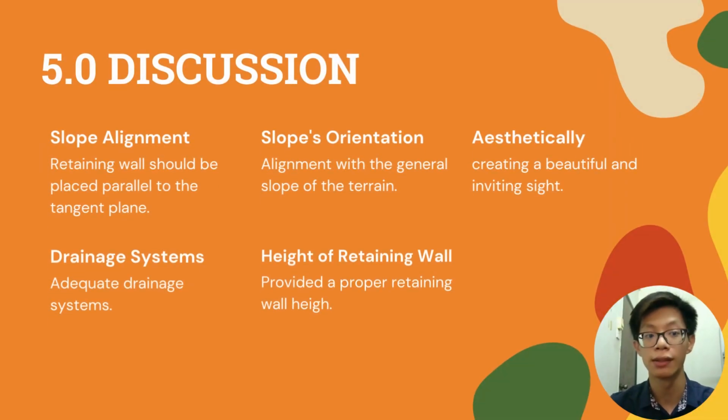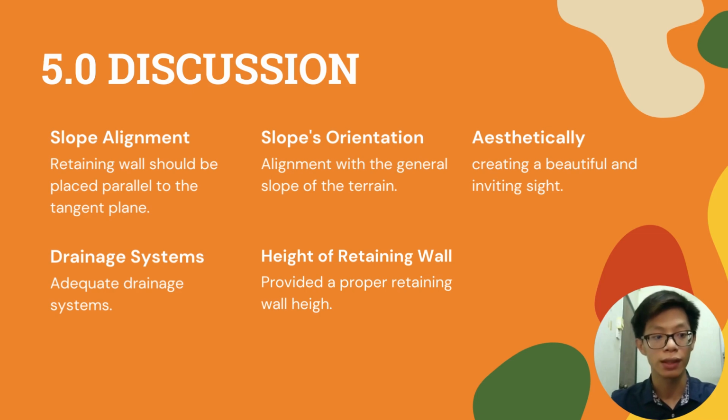For discussion, the tangent plane can be used as an outline or guide when designing a retaining wall, by placing the retaining wall parallel with the tangent plane, corresponding to the natural slope of the surface. The wall is stable and effectively supports soil retention. First, the tangent plane will be helpful for slope alignment while planning the retaining wall, because the tangent plane represents the slope of the land at a certain point.